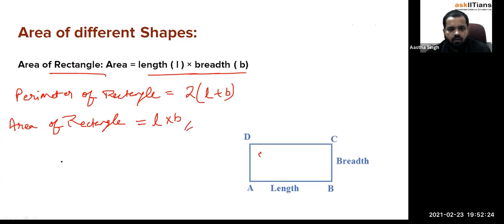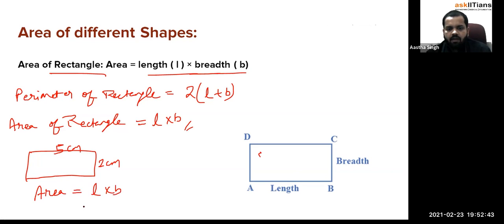I think you all got the point. Suppose I give you an example here. A rectangle is there, having length of 5 centimeter and breadth 2 centimeter. Just find the area of the rectangle. So area will be L into B. L is your 5, B is your 2. It is basically your 10 centimeter squared. You are going to write the unit, right?